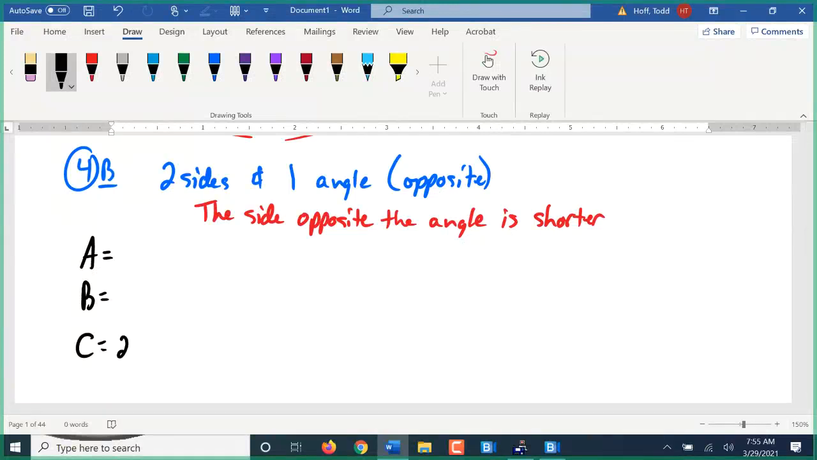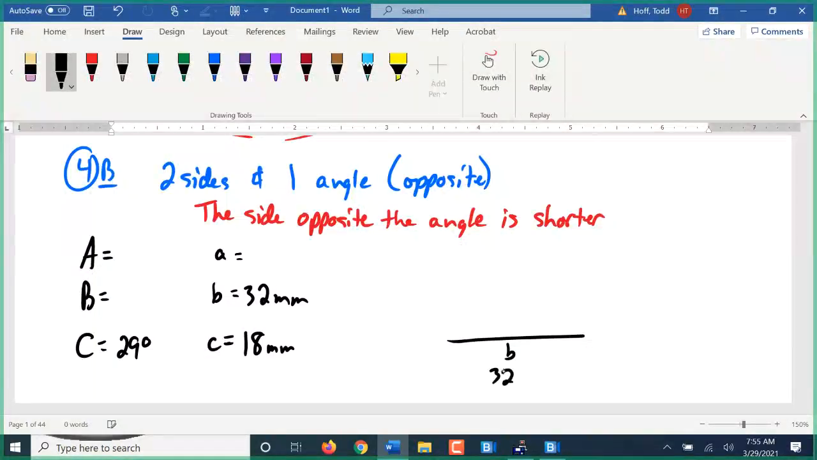If I tell you that angle C is 29 degrees, and that side C is 18 millimeters and side B is 32 millimeters, when I draw this triangle out, you see that the side opposite my angle is the shorter of the two given sides. This is going to be side little b down here, 32 millimeters. Angle C at 29 degrees.